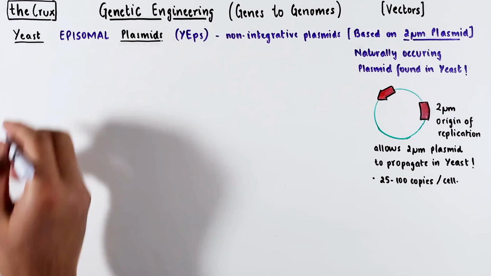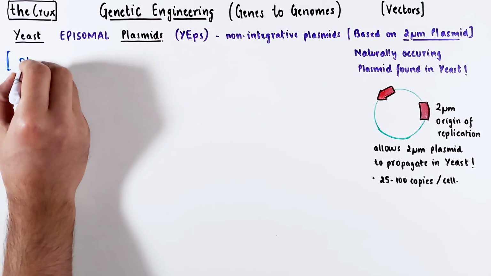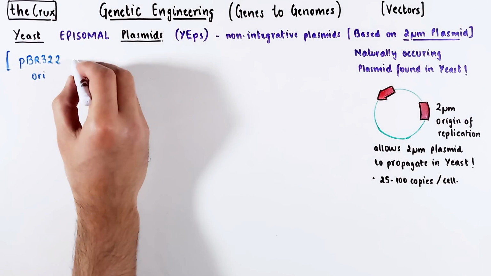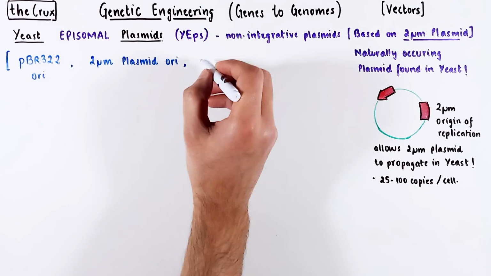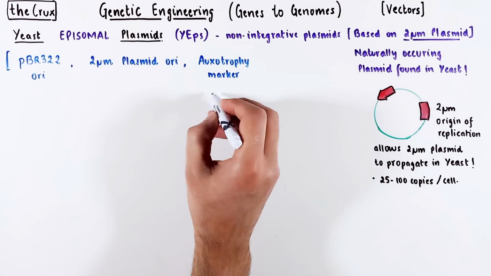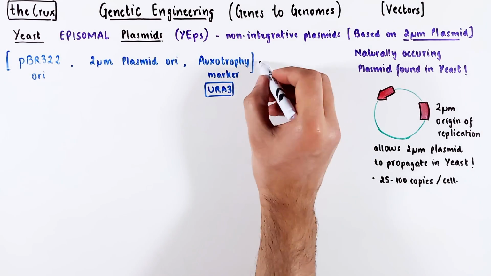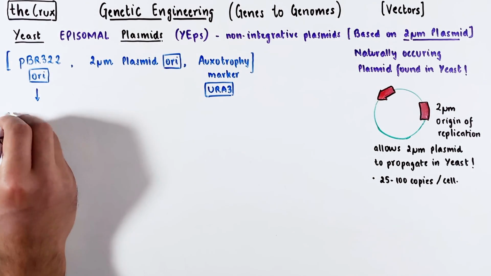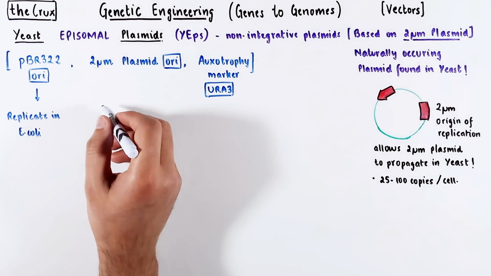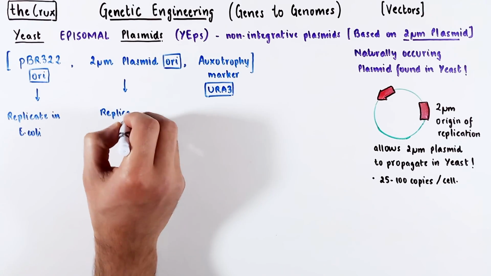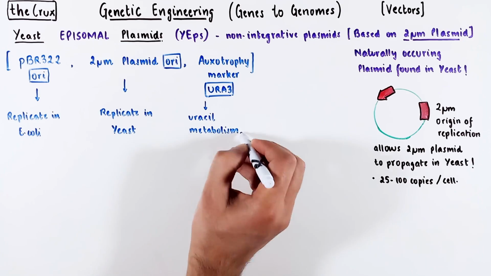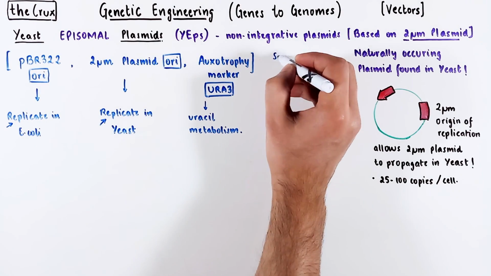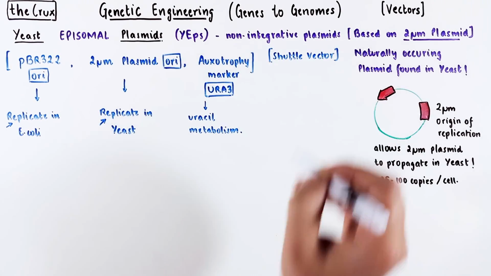A typical episomal plasmid uses the pBR322 plasmid, so it has the bacterial origin of replication. It has the 2-micron plasmid origin of replication as well, and an auxotrophic marker, for instance, URA3. Just to be explicit, there is one origin for bacterial propagation and another for yeast propagation in the same plasmid. The URA3 marker is for selection in yeast. So this vector can propagate in 2 hosts. It is a shuttle vector.